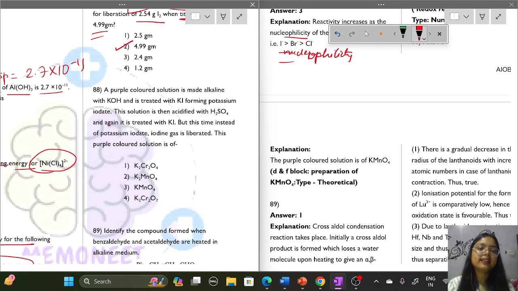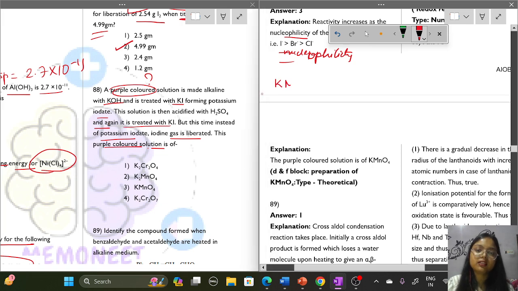Question number 88 says: a purple colored solution is made alkaline with KOH and treated with KI, forming potassium iodate. This solution is then acidified with H2SO4 and again treated with KI, but this time iodine is liberated. The purple color of the solution is due to what? So we have to find out the purple colored solution, which is the starting product here. I am writing the equation, and you can find out from there which is the purple colored solution.